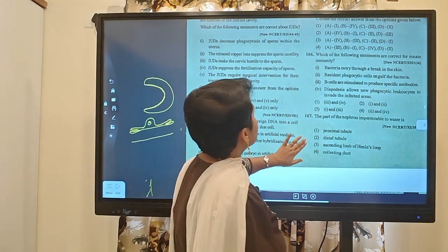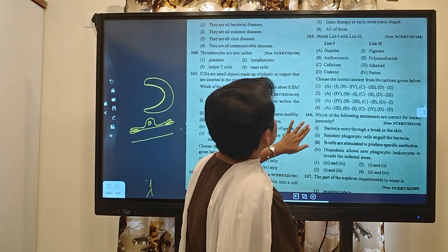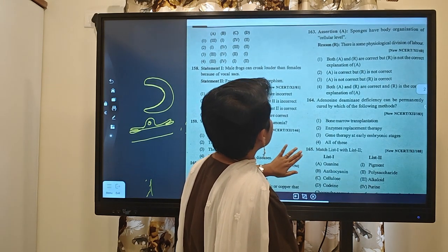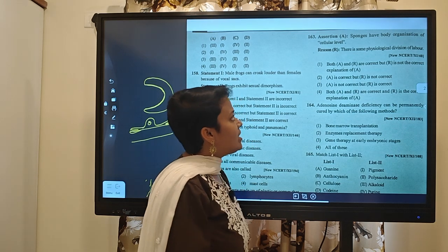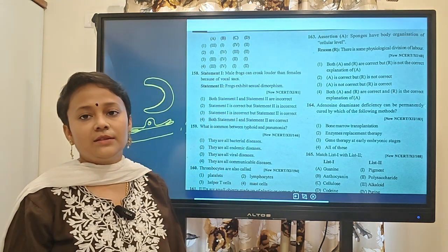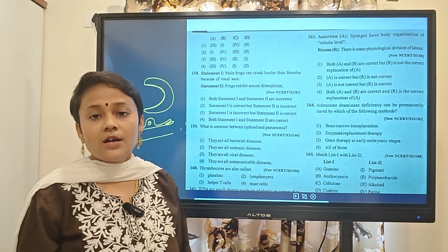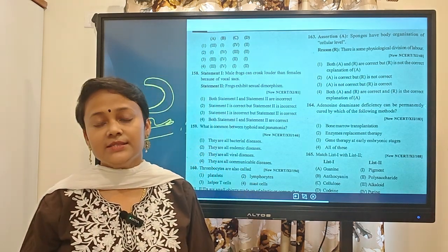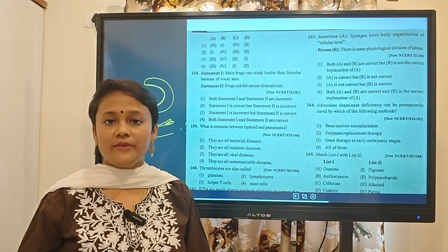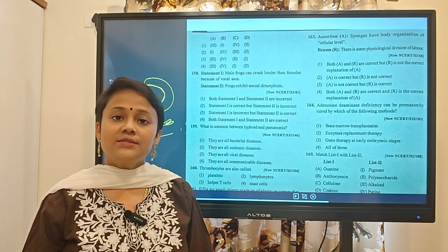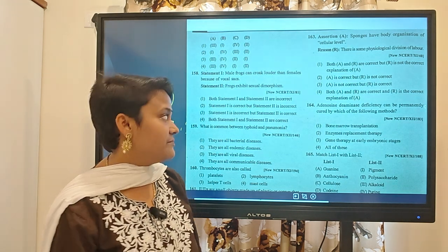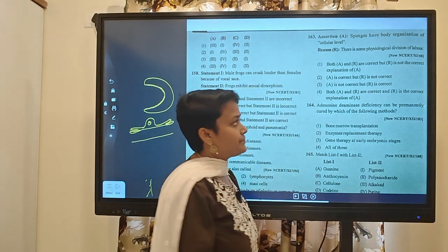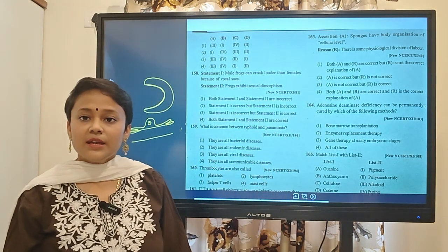Coming to 163. Here, look at this. Sponges have body organization of cellular level. Is that true? Yes, it is true. Sponges belong to poriferans, and cnidarians have tissue level of organization, right? But sponges will have cellular level of organization. There is some physiological division of labor. Yes, it is there.